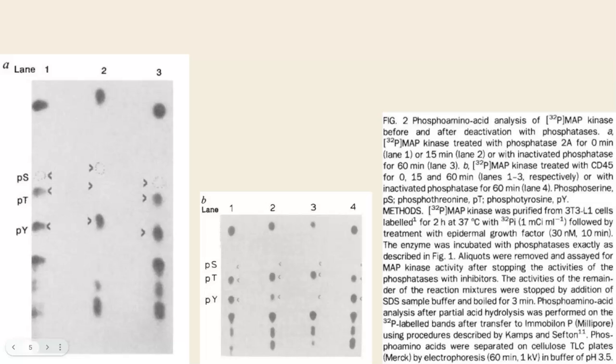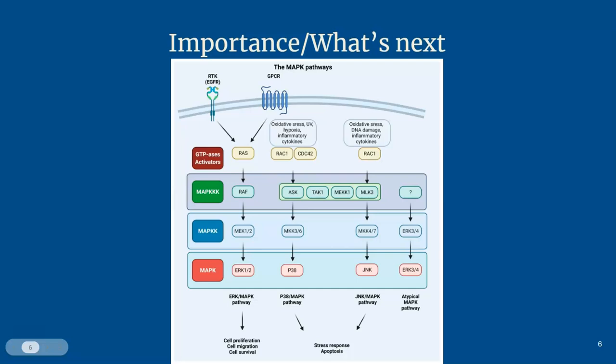All of this evidence comes together to show that MAP kinase must be regulated by phosphatase 2A and CD45, and that both of these phosphatases are specific to the phosphotyrosine and phosphothreonine residues found on MAP kinase. This paper helped push the identification of MAP kinase signaling pathways and how MAP kinase is used. Following this paper, more pathways were identified through MAP kinase, such as ERK and P38.